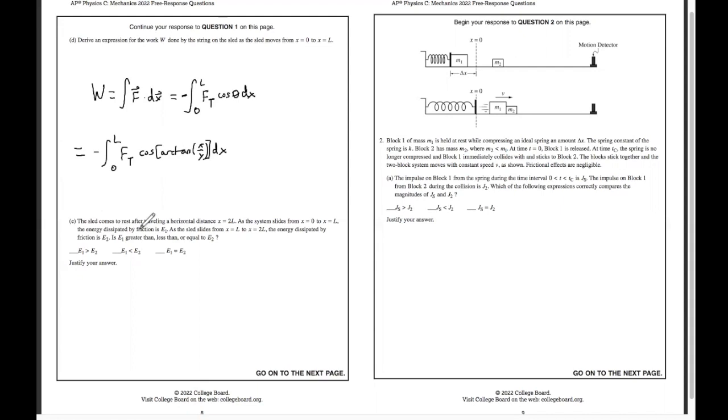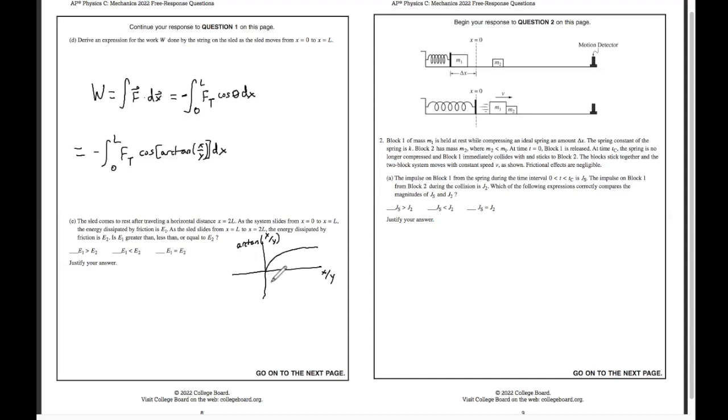All right, the sled comes to rest after traveling a horizontal distance L, and we want to figure out: is the energy dissipated by friction greater in the first half or the second half of the motion? Much like in set 1, we do need to analyze the arctangent function. If you have simplified arctangent down using geometry, you can analyze that function as well. Again, you get the same results either way. So let's go ahead and analyze arctan of x over y. So here would be x over y, and then we would have x over y down here as well.